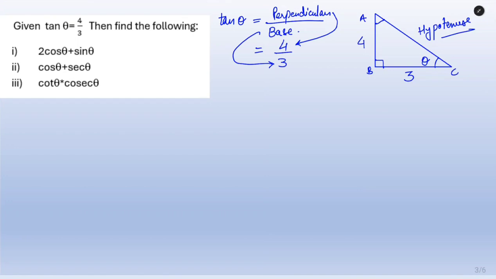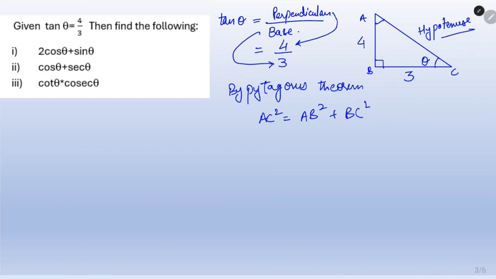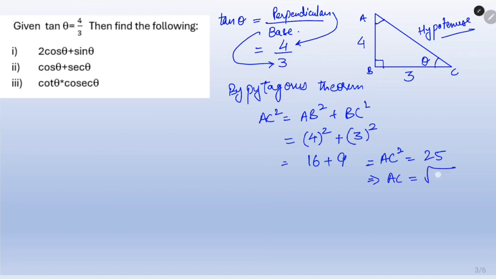So we don't have the hypotenuse here, so we need to find that hypotenuse value by Pythagoras theorem. As we know, in the previous question we discussed Pythagoras theorem. What does it say? AC square is equal to AB square plus BC square, perpendicular square plus base square. What is AB square? 4 square. What is BC square? 3 square, which is equal to 16 plus 9, so AC square is equal to 25. It gives AC equal to under root of 25.